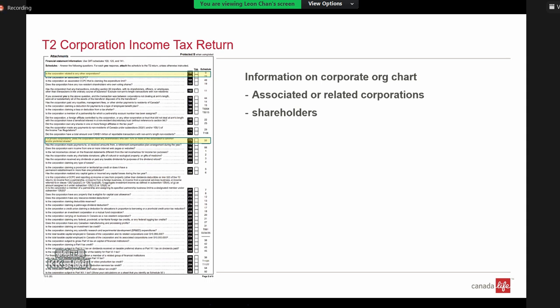Schedules 9 and 23 are really looking at whether there are corporations that are related or associated with the specific corporation that we're talking about here, right? So that can give us a better understanding of whether there are corporations in that corporate org structure that we're not taking into account there, right?